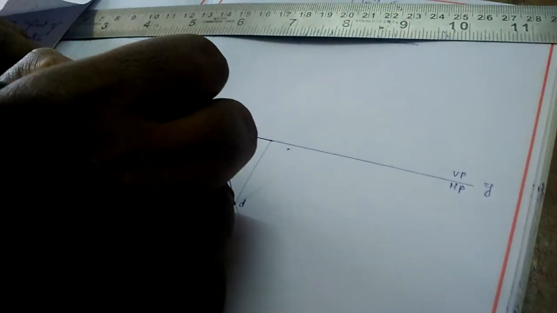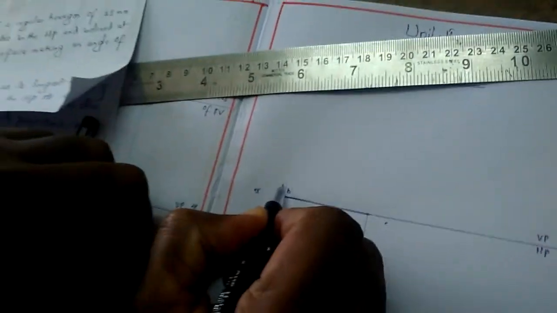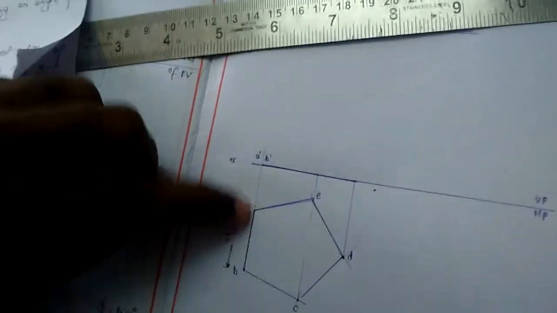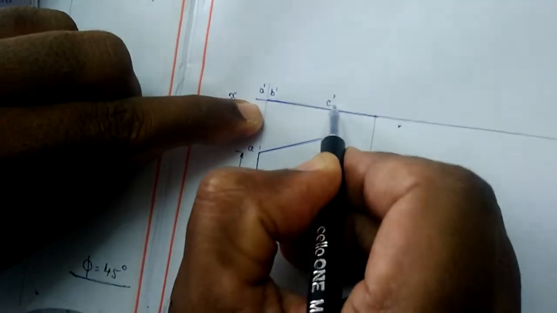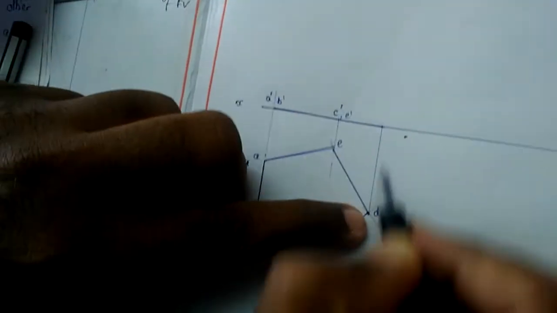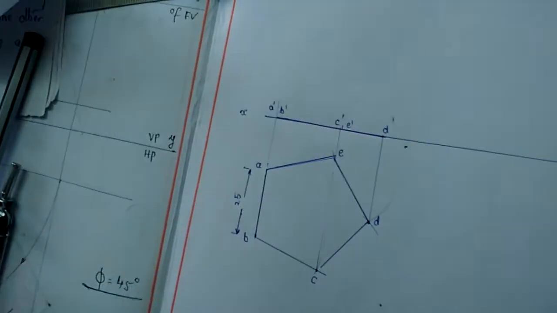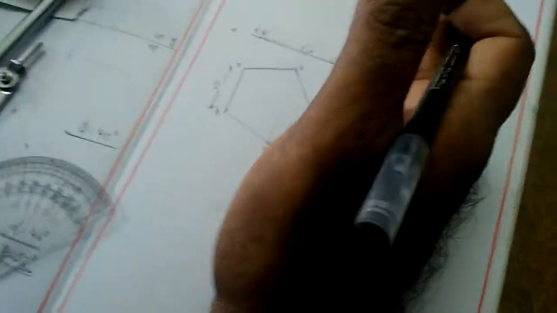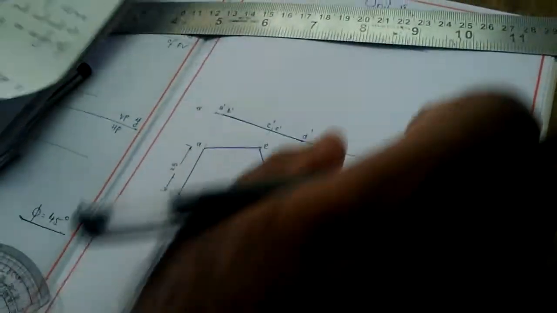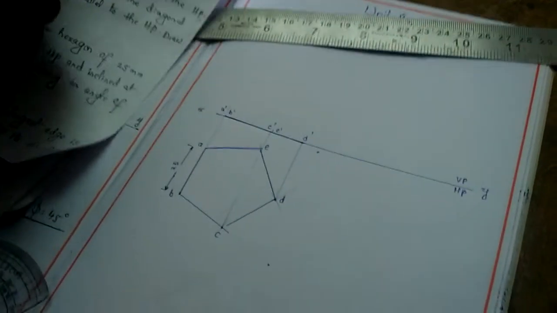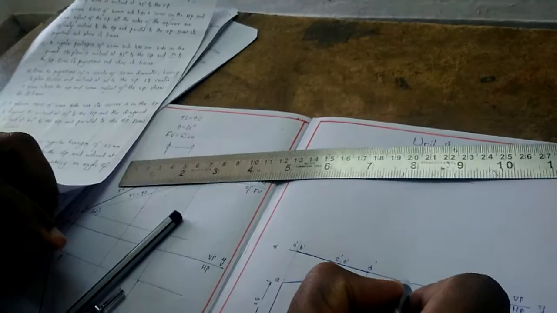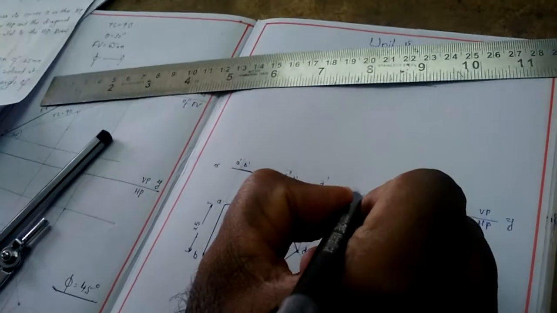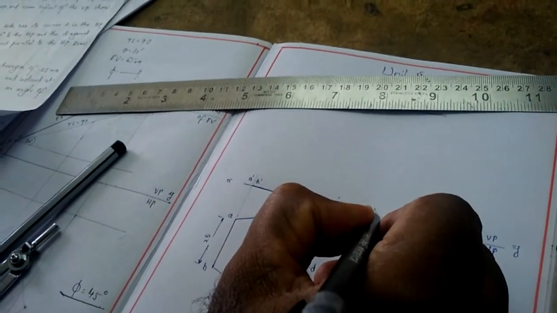So A dash and B dash, one edge, coincide at a single point, and this is C dash and E dash at a single point. This is D dash. After that, give 1 centimeter gap. Next, draw the final figures. Why? Because here the plane is inclined 45 to HP. So anywhere first put the point, that is nothing but A dash, B dash.